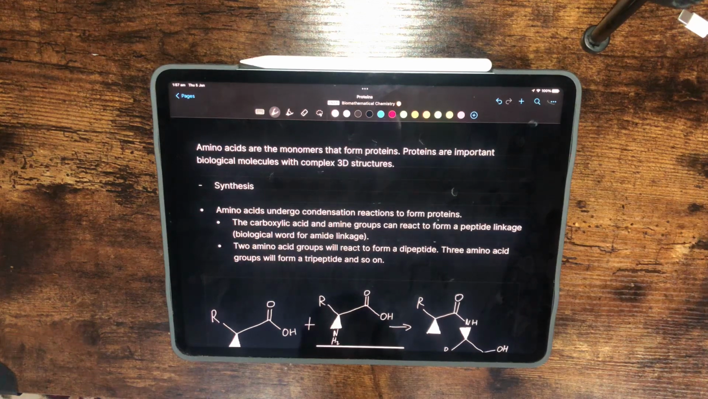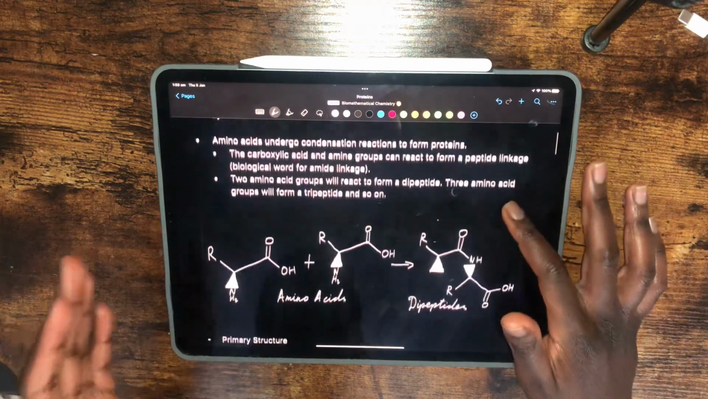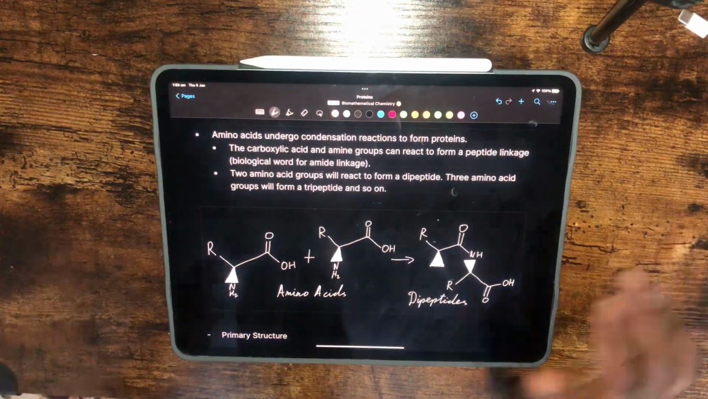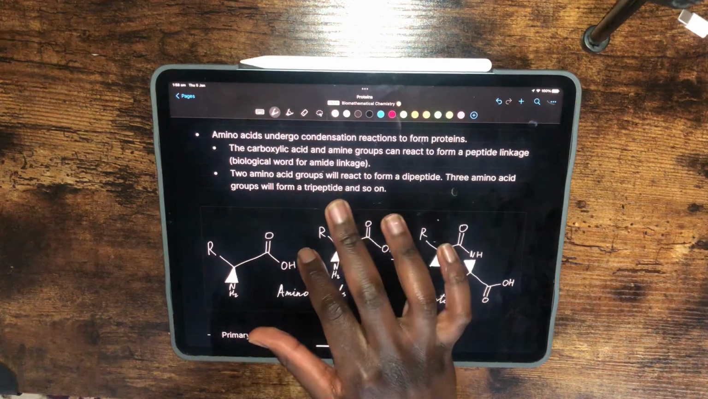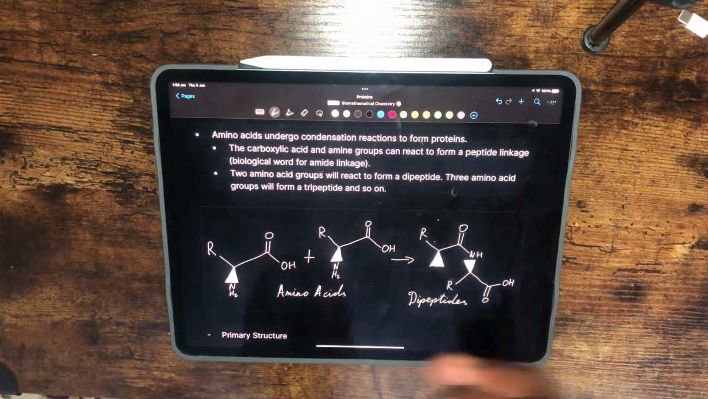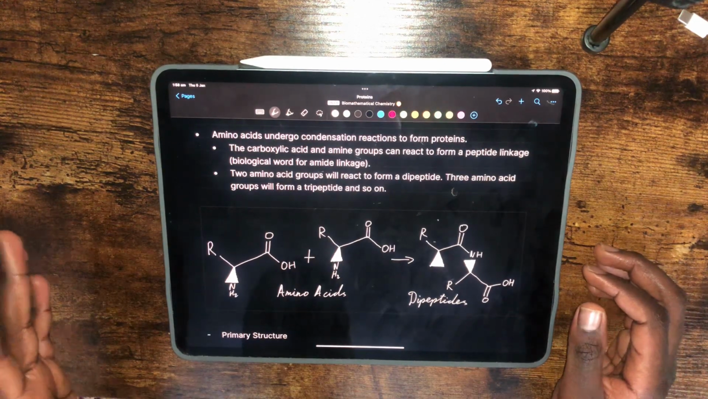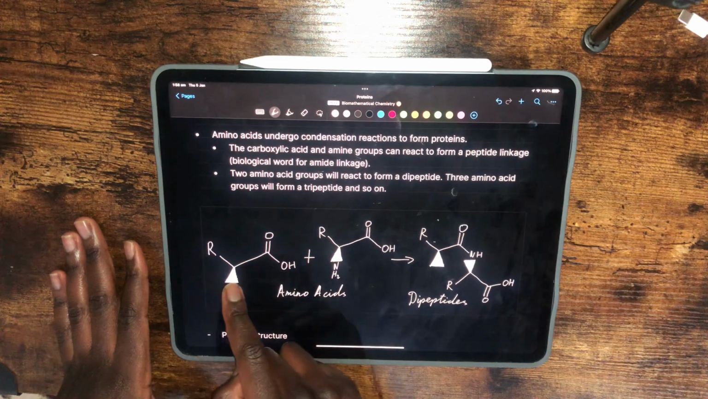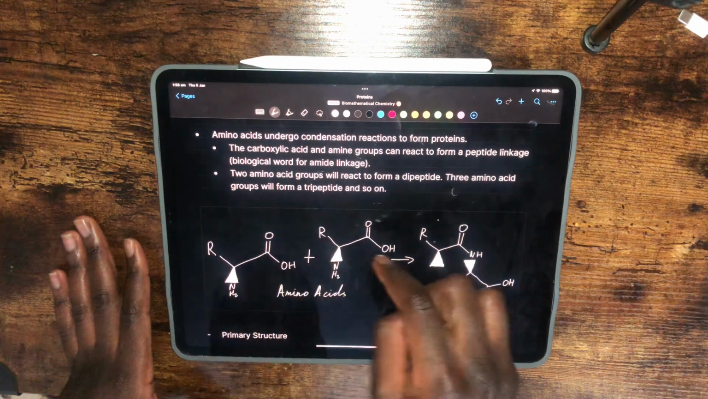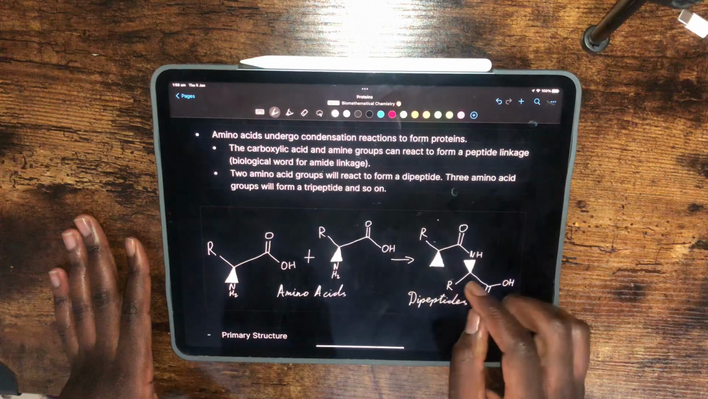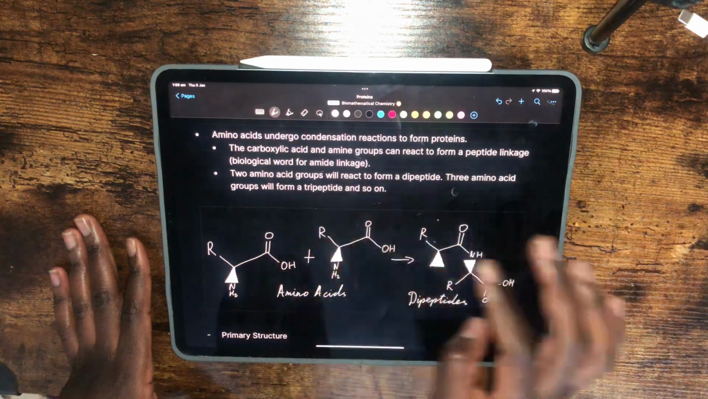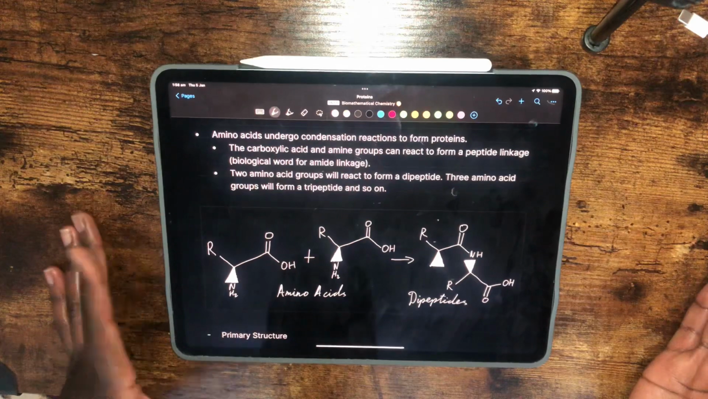So 2 amino acids will react to form a dipeptide. 3 amino acids will form a tripeptide, and so on. You get that point there. So this is what it's going to look like. Here you have 2 amino acids. The general formula for each amino acid has your R group, your amino group, and your carboxyl group. Obviously the hydrogen isn't represented here because it's a skeletal formula, but you know there's going to be a hydrogen on this carbon. Obviously, because of the four bonds, you should know the base structure of amino acids.